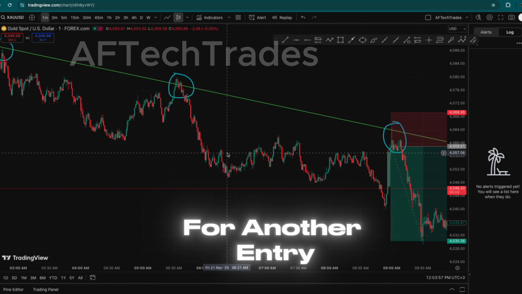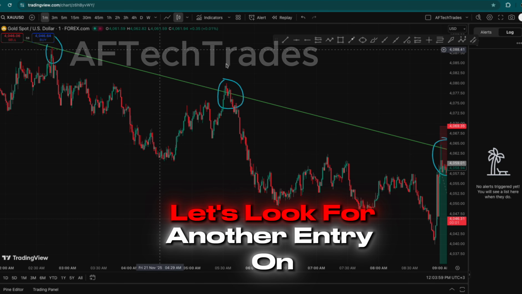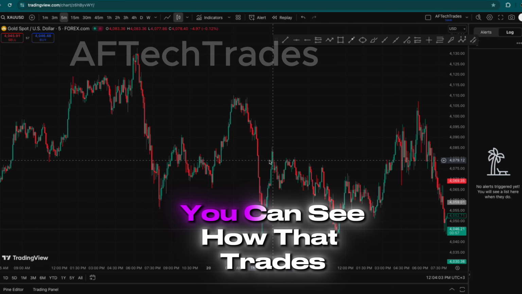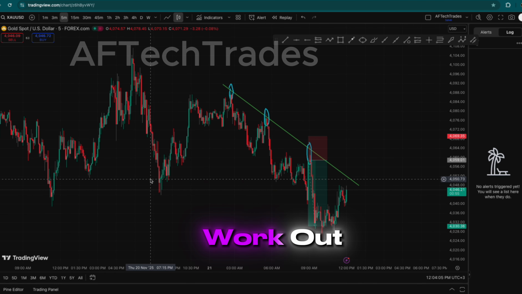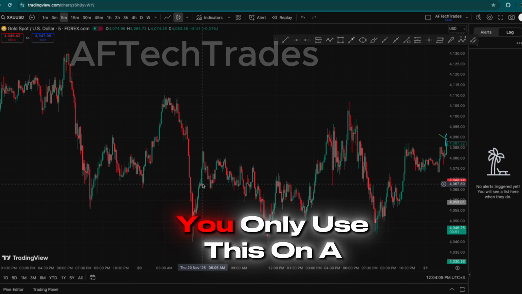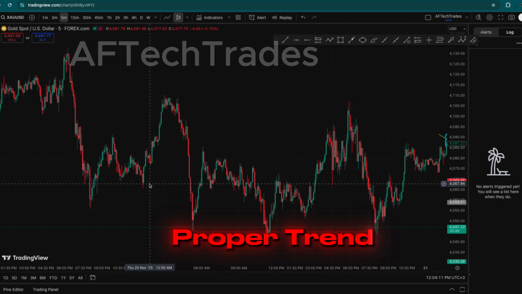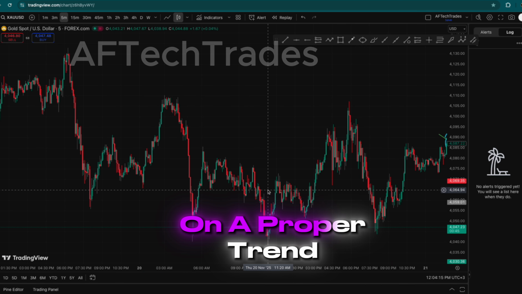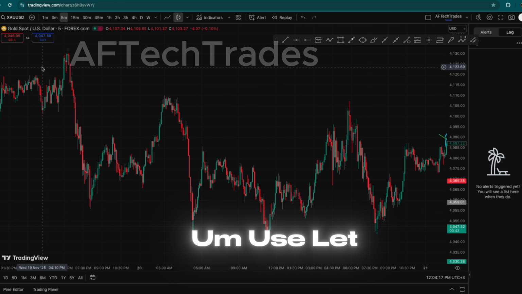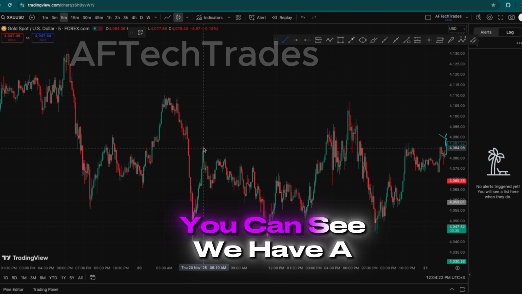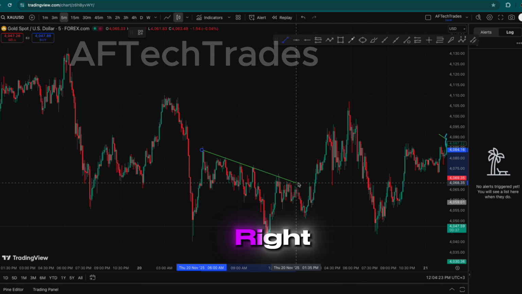Now, let's look for another entry on the 5 minutes. Now, we'll go back to 5 minutes. You can see how that trade works out. Let's look for a proper trend. You only use this on a proper trend, please. You don't just use it anywhere. Now we can see that we have a trend here on the 5 minutes, right?